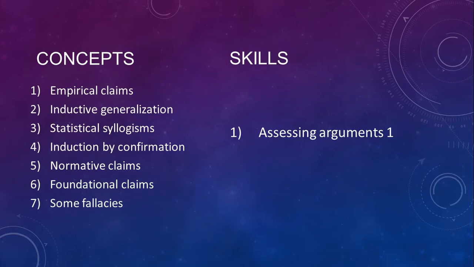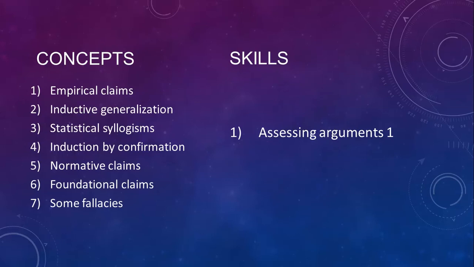So there are a number of concepts to go over today, including the idea of empirical claims, some of the ways that we show empirical claims are true, such as inductive generalizations, statistical syllogisms, and induction by confirmation. And then we'll contrast empirical claims with a couple of other types of claims, normative claims and foundational claims. And then we'll go through some fallacies of acceptability.